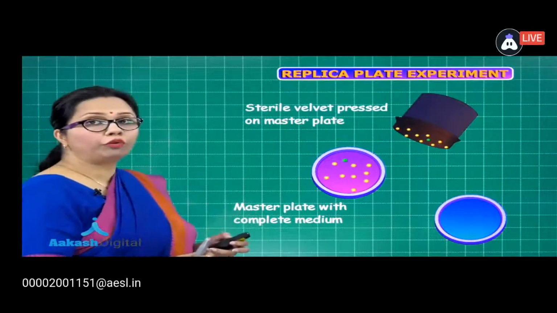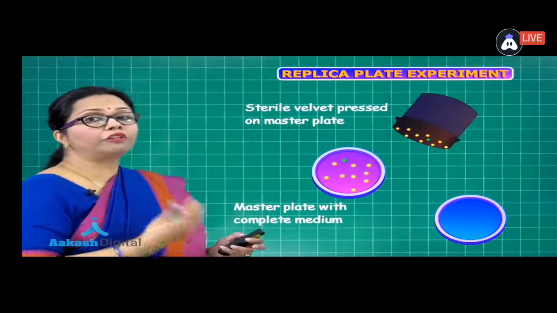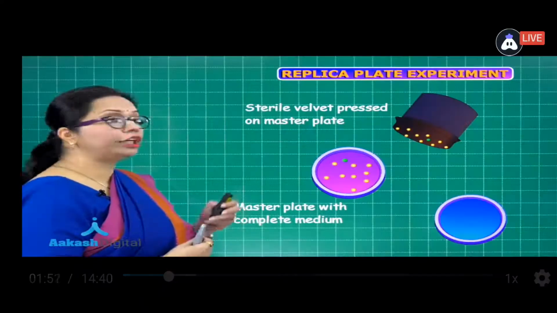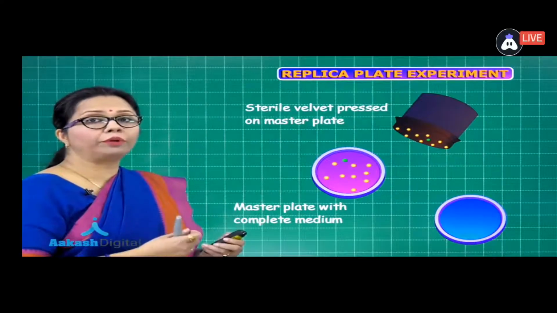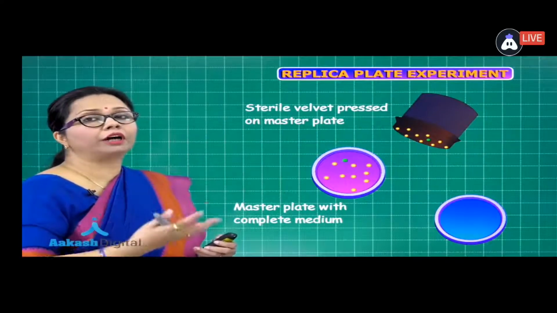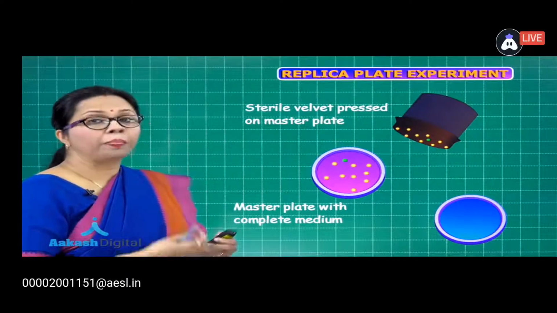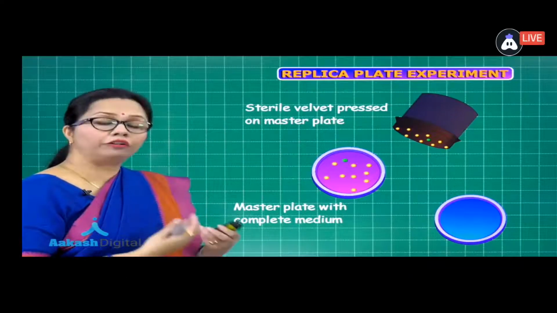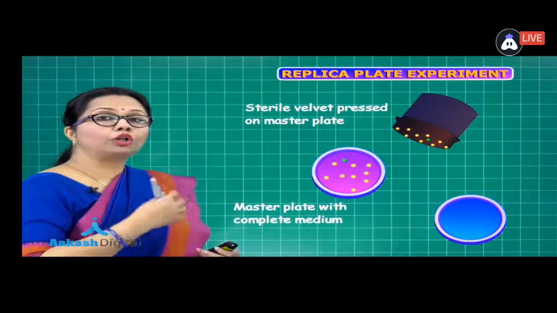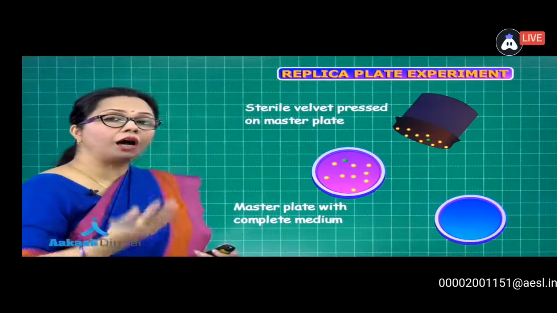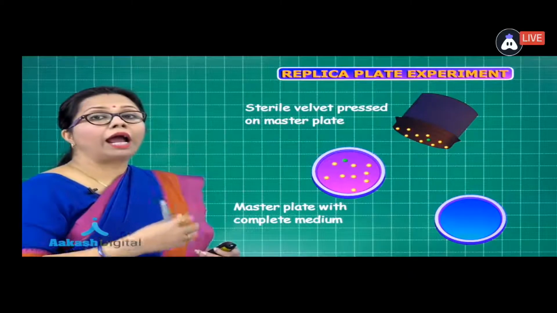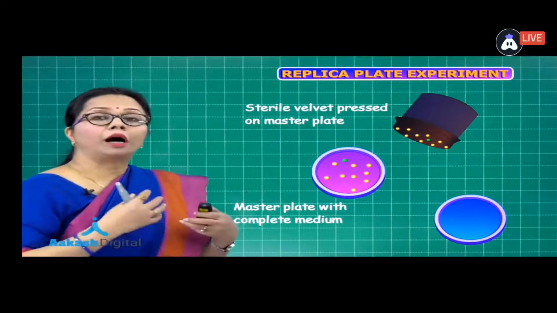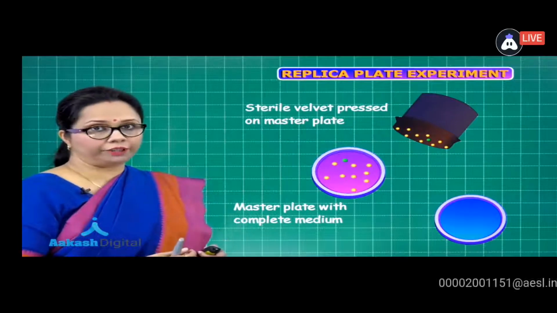For that, what they did was that a wooden block covered with sterile velvet was used, and this wooden block, when it is pressed onto the master plate, what would happen? From each colony, a few bacteria will be transferred onto the velvet, and this block is then pressed on a fresh agar plate in which again complete medium is taken. So now from each colony the bacteria are transferred to this fresh plate, and over a period of time they will also form colonies which will be an exact replica of the master plate.